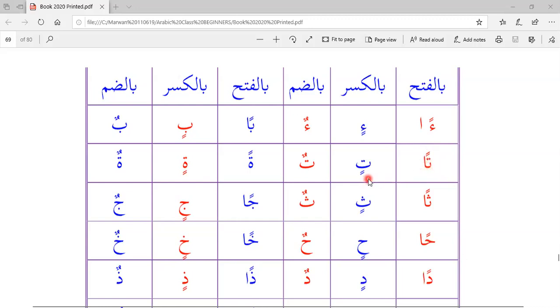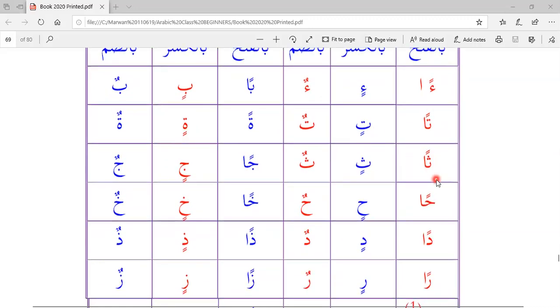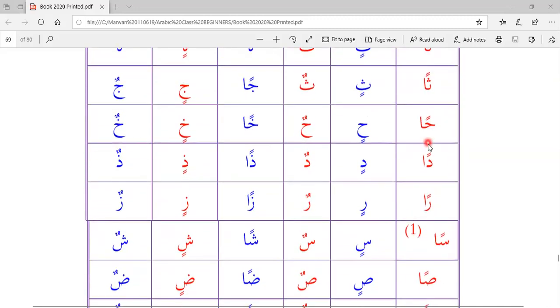Ten, tin, tun. Also another form of ten, tin, tun. Than, thin, thun. Jan, jin, jun. Han, hin, hun.